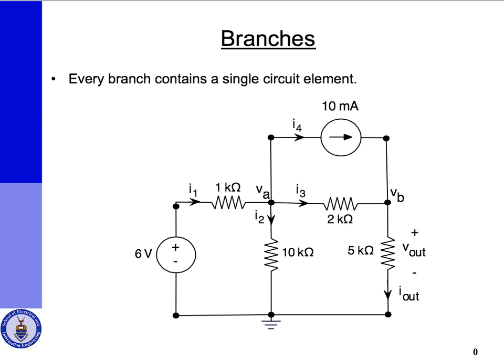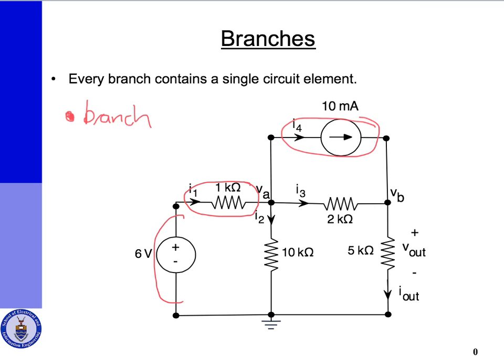We call the part of a circuit that contains an element a branch. So every branch contains a single circuit element. I'm going to mark all the branches in red. So over here we have a 10 milliamp current source. So this is a branch. Over here we have a 1 kilo ohm resistor. So this is a branch.